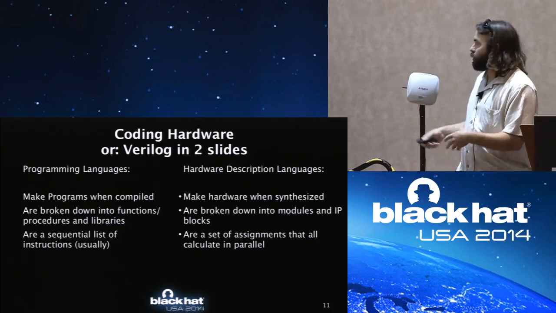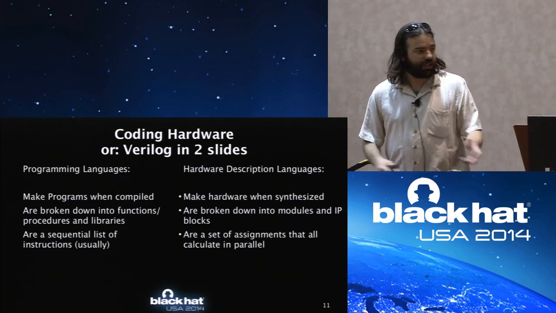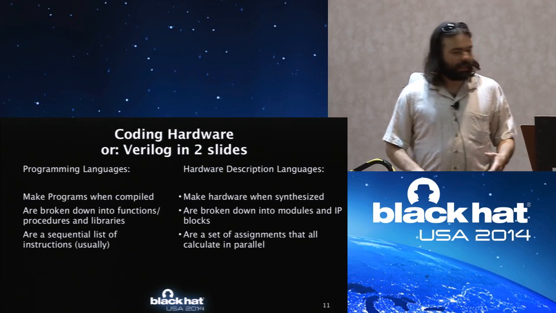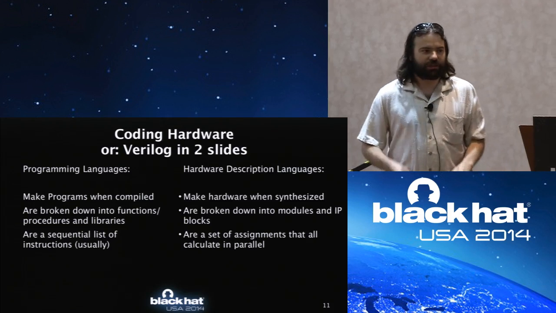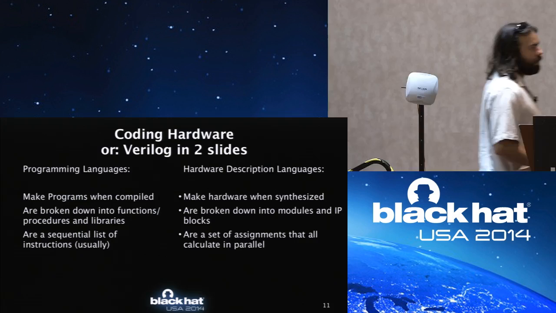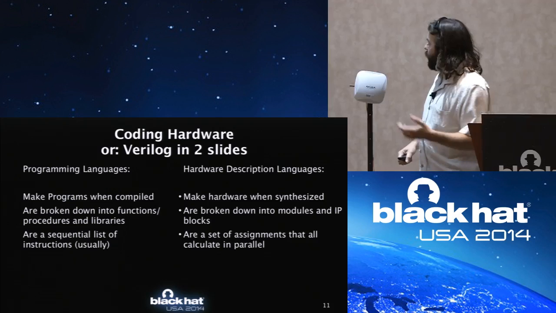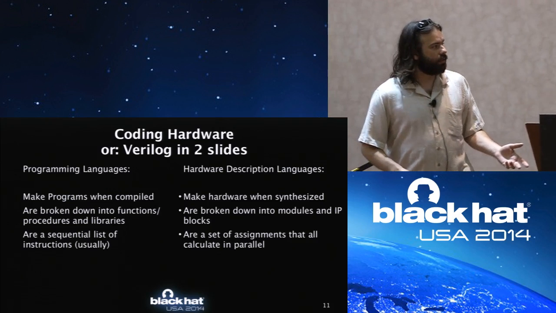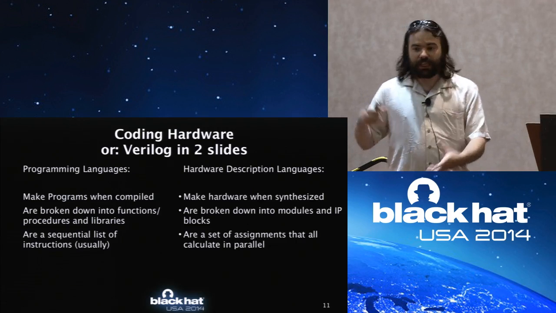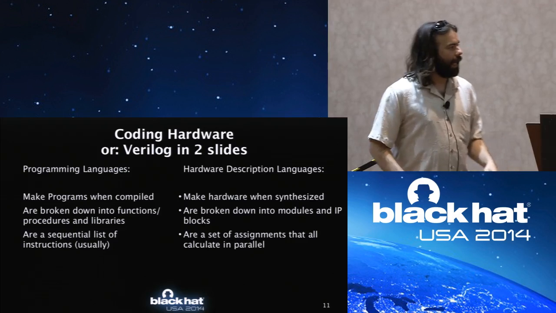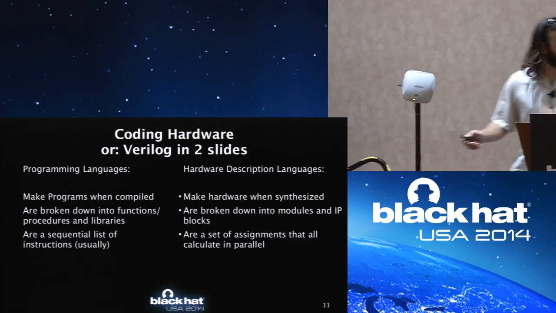So programming languages make programs when they're compiled. They break down into functions and procedures and libraries, and they end up being a sequential list of instructions for the most part. There are exceptions and fancy architectures that do other things. Hardware description languages, on the other hand, make hardware when you synthesize them, right? You break this down into modules and IP blocks, and they're basically a set of assignments that all calculate in parallel.